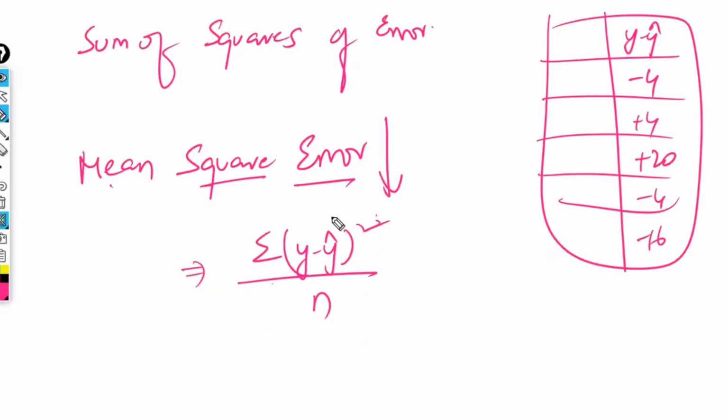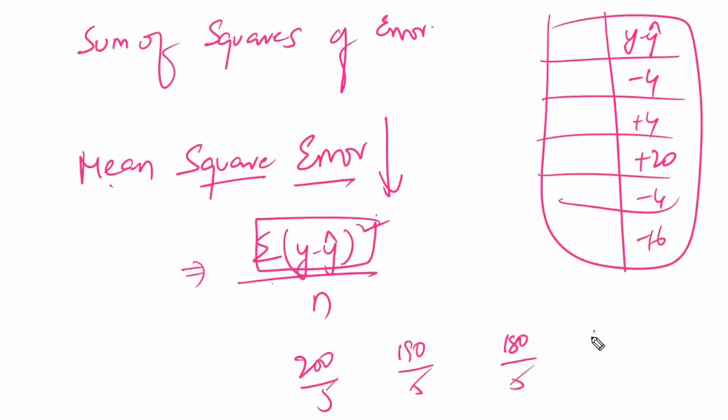Now, if the numerator is low, automatically, the denominator is a fixed value, right? Number of records are fixed. If the numerator is low, automatically the mean square error will be low. For example, this is 200 divided by 5, 190 divided by 5, 180 divided by 5, 140 divided by 5. 5 is common only. Out of which one will be low? 140 divided by 5 will be low because the numerator is low. So that is the reason we are focusing on the sum of the squares of errors.